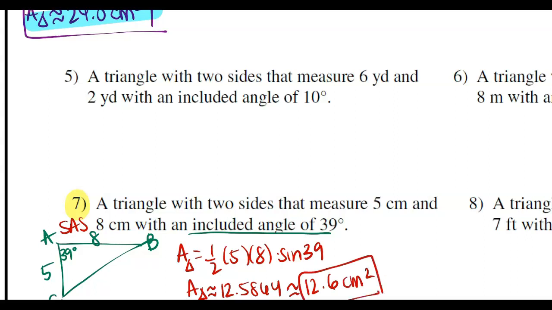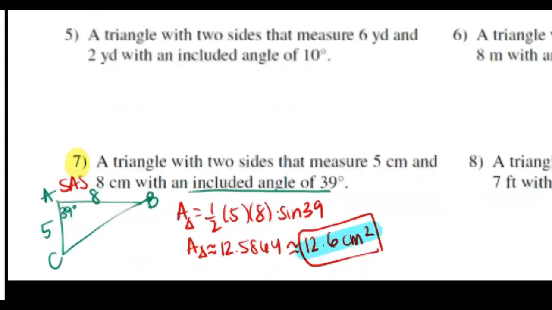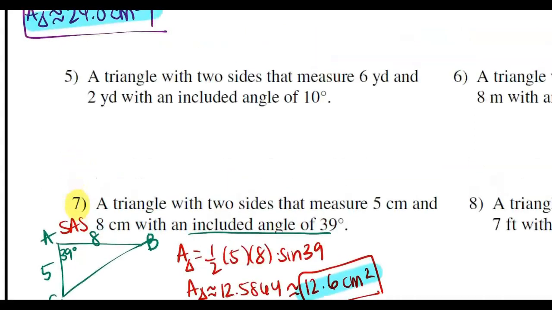That's my answer. All you're doing for these questions, and I'll scroll this up in case you can't see, for all these questions for the area of any triangle, especially if you're using side angle side, the most important thing that you want to make sure that you do is that you just take half of both of your sides and use sine, not cosine, not tangent. Make sure you use sine.